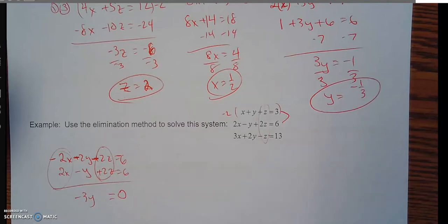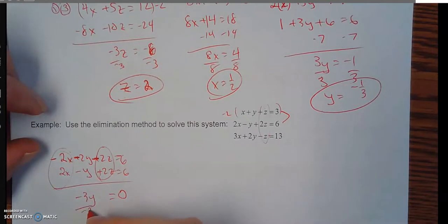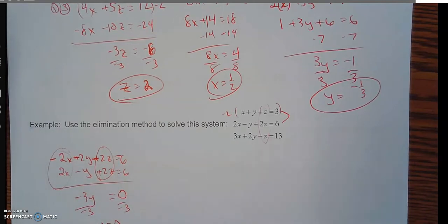I think some people get nervous because, like, oh, 0, that must mean no solution or infinite solutions. It's if the variables disappear. So I still have a variable. I'm still going to divide. So y must be 0.